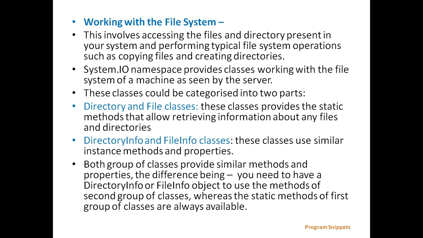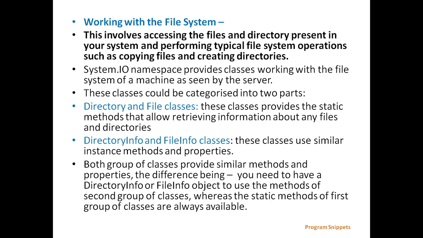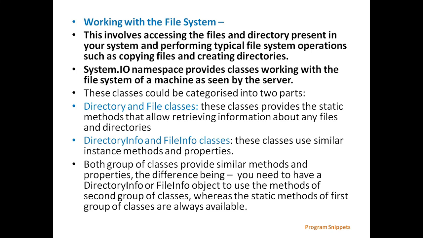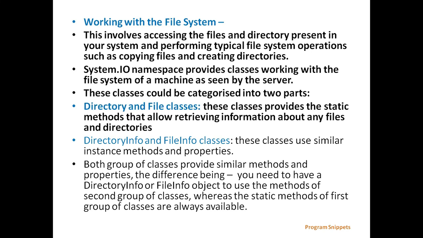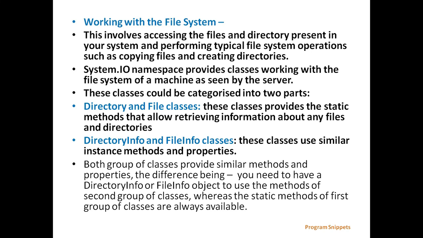And next is working with the file system. This involves accessing the files and directories present in your system and performing typical file system operations such as copying files and creating directories. System.IO namespace provides classes for working with the file system of a machine as seen by the server. These classes are categorized into two parts: Directory and File classes, which provide static methods that allow retrieving information about any files and directories, and DirectoryInfo and FileInfo classes.